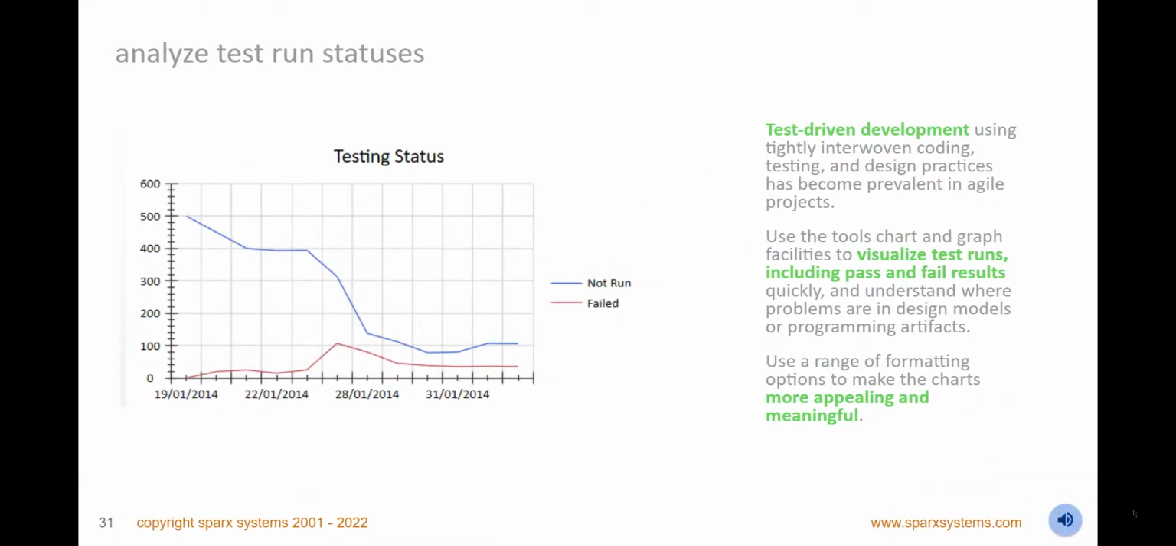Analyze test run statuses to reveal potential bottlenecks that will delay the completion of a sprint. Test-driven development using tightly interwoven coding, testing, and design practices has become prevalent in Agile projects. Use the tool's chart and graph facilities to visualize test runs, including pass and fail results quickly, and understand where problems exist in design models or programming artifacts. Use a range of formatting options to make the charts more appealing and meaningful.